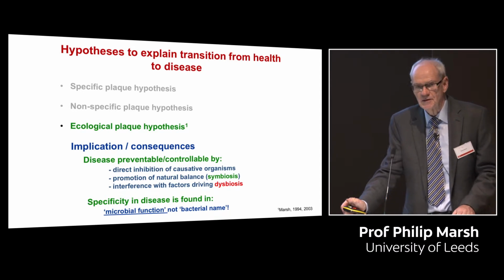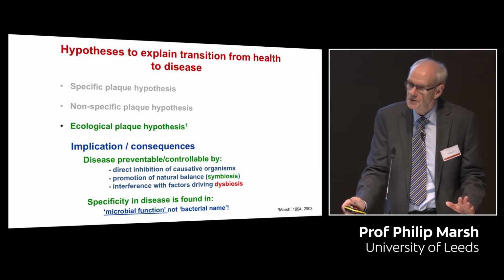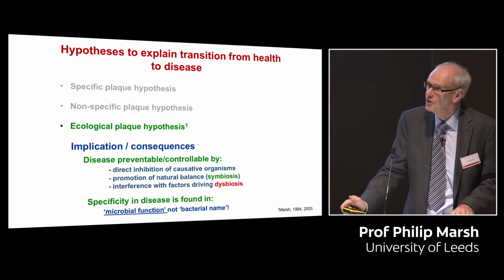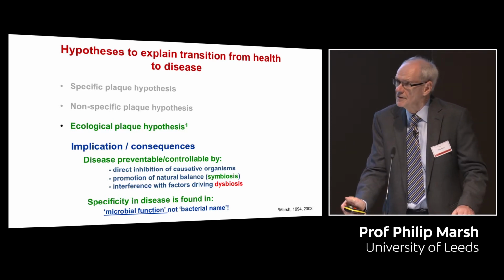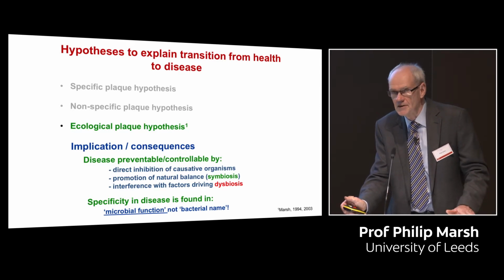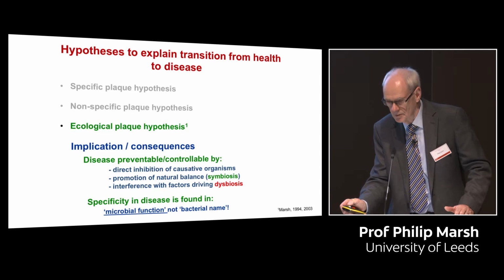And specificity in disease was not so much in terms of microbial name, but actually in terms of the microbial function. So, for example, bacteria implicated in caries will generally have the properties that they make lots of acid and they tolerate the acid produced.